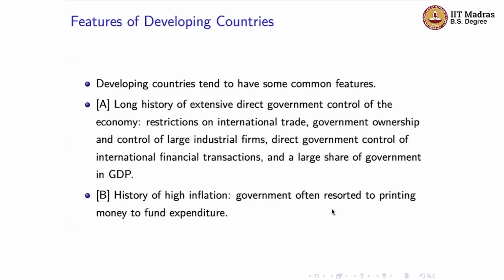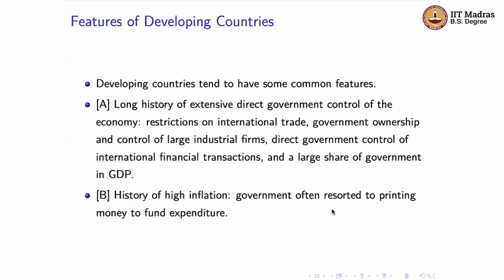So you have typically a long history of extensive direct government control of the economy. This direct government control actually works out in different ways. So you would often see in developing countries that there are often restrictions on international trade, and large industrial firms are often under government control and ownership. And government often intervenes much more in international financial transactions. And typically, if you look at the GDP composition, you would see that there is often a large share of government expenditures in this GDP, right?